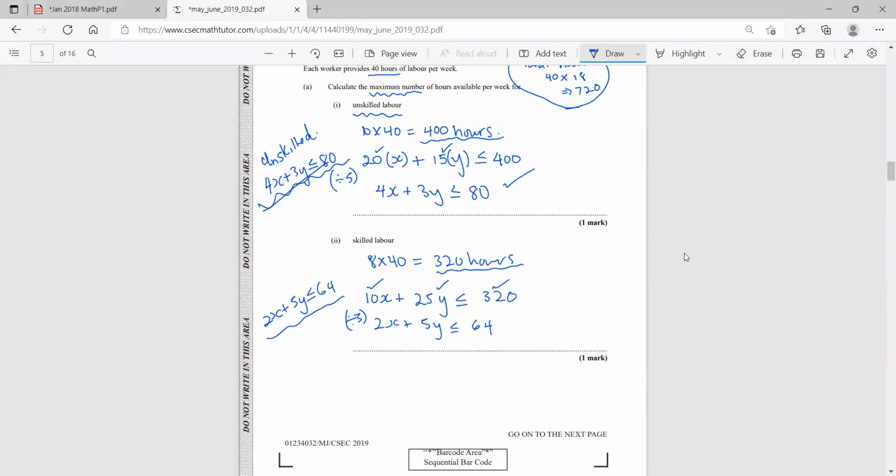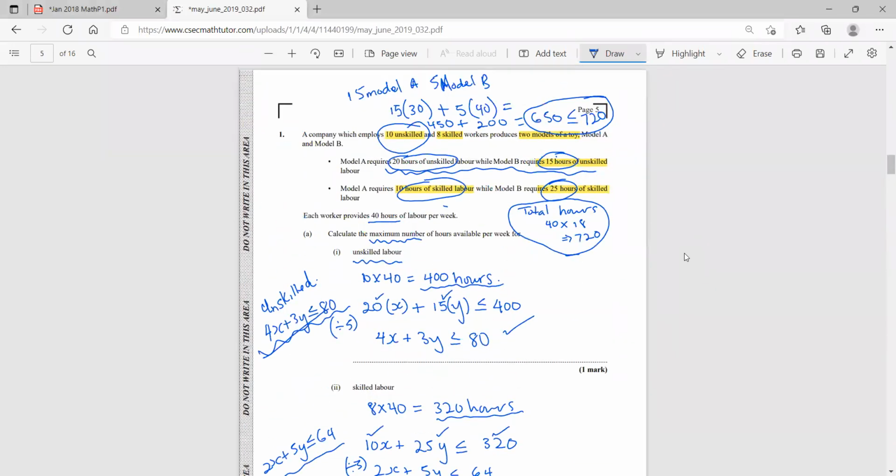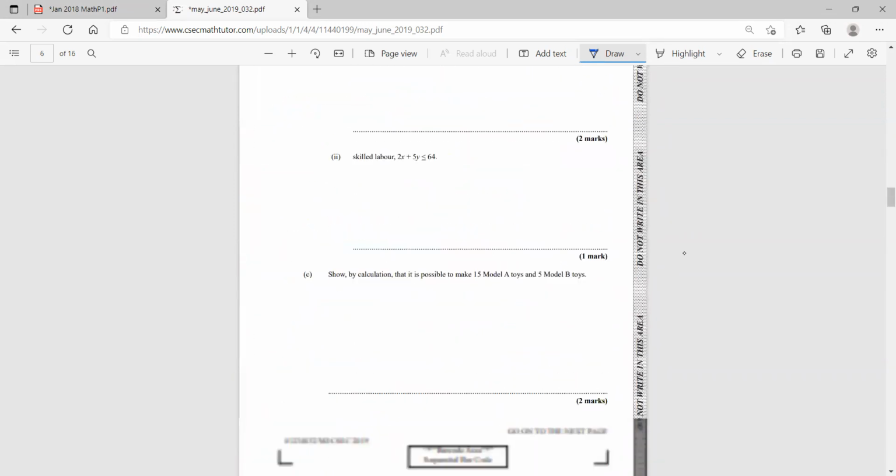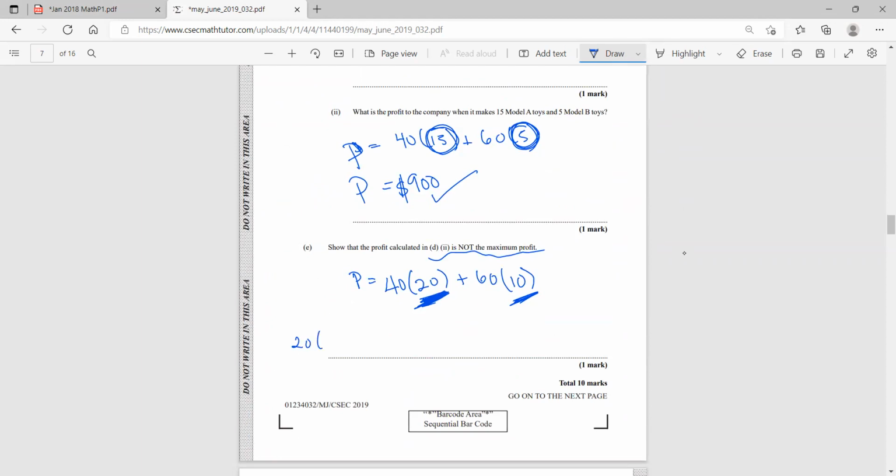So remember, in order to make a Model A, we need 30 hours, and in order to make a Model B, we need 40 hours. So if I say 20 by 30, because you remember we need 30 and 40 hours for each one, plus 10 by 40, how much is that? That's 600 plus 400. This is 1,000 hours. Do we have 1,000 hours to make all these?